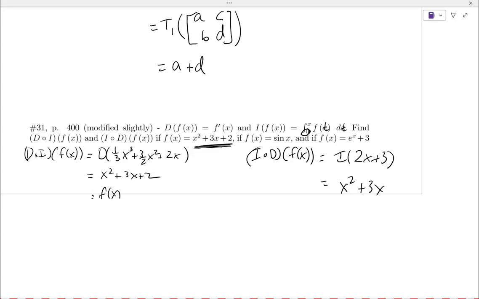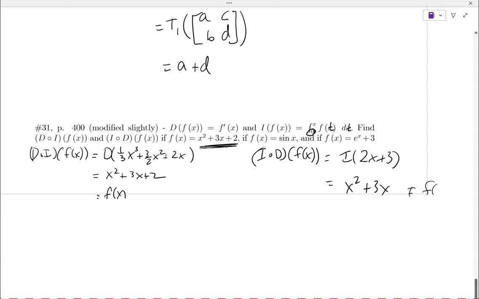And the same thing will happen for the other ones. This is not the same thing we started with, right? If you did the same thing for the e to the x plus 3, you would end up with e to the x when you're done. You lose that constant that's on the end. So even though we think of differentiation and integration as inverses of each other, they're not quite, right? Almost, but not quite.